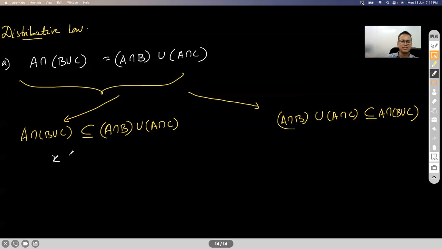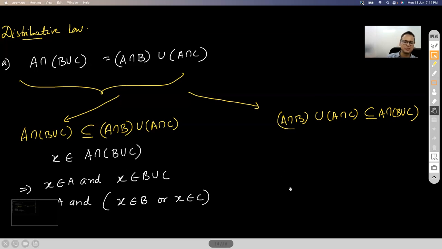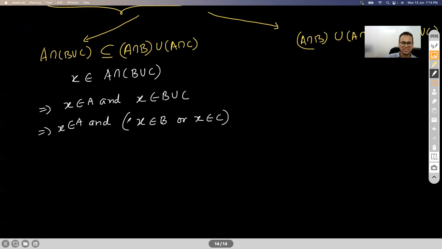So here I will say, let there be an arbitrary element X, which belongs to A intersection B union C. What does it mean? It means X belongs to A and X belongs to B union C. It's all logic. There is nothing new about these proofs. So I'm just writing this in terms of logic, in terms of and/or connectors. So now this is as good as saying X belongs to A and X belongs to B, or X belongs to A and X belongs to C.